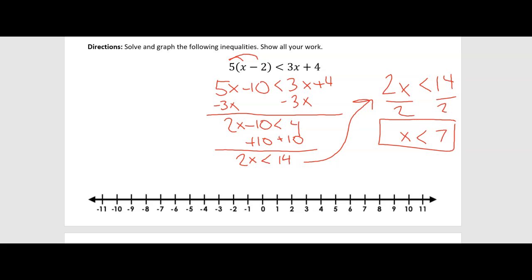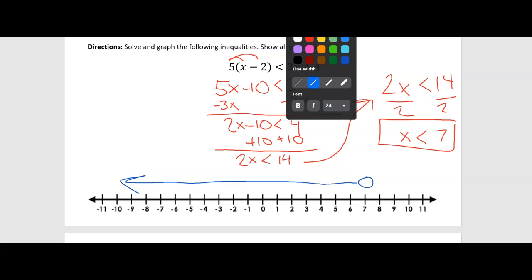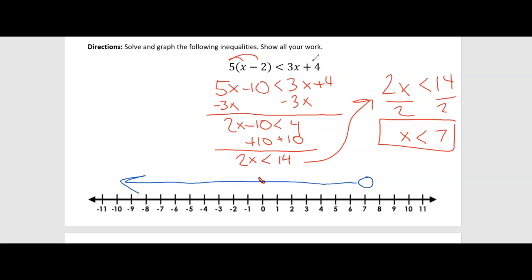Okay, so that's our solution in algebraic form, but now we need to figure out how to graph it. Well, I'm going to go to number 7 on the number line. Because it's only less than and not less than or equal to, I'm going to have an open point. And I need the numbers that are less than 7, so that is going to be to the left. What you could do is choose a test point to make sure you're correct. Let's choose the point 0. 0 is always an easy test point. So if I substitute in 0, I get 0 is less than 7. That is a true statement, so I know I chose the right side to draw on.